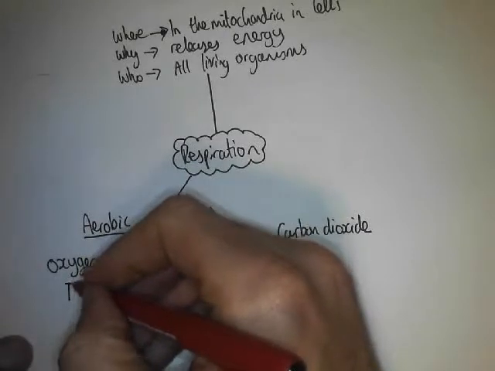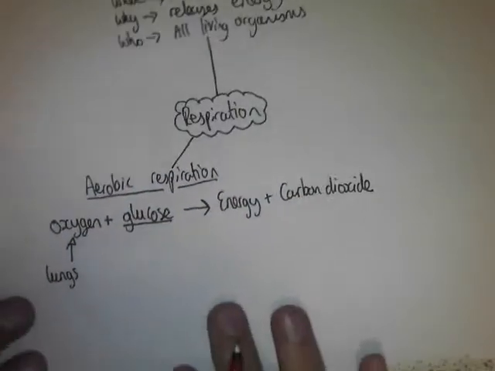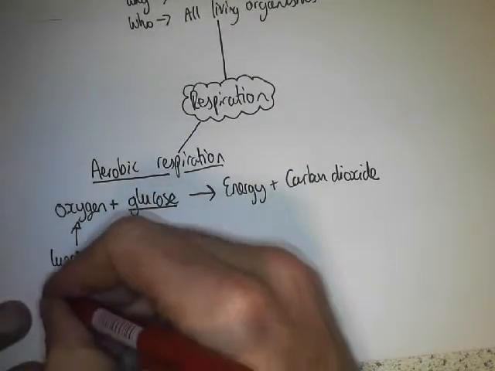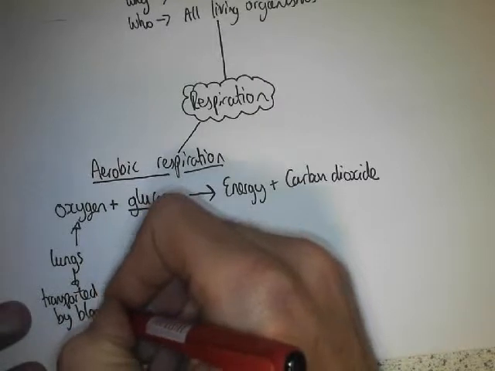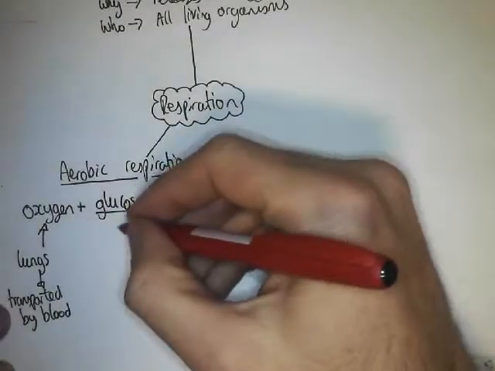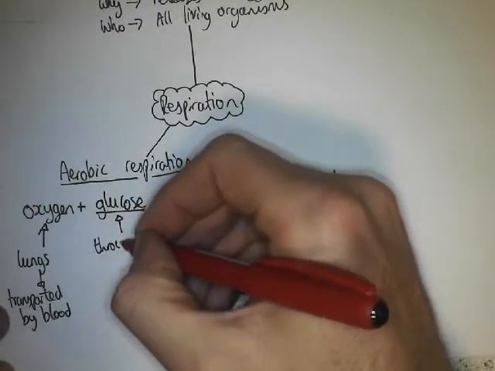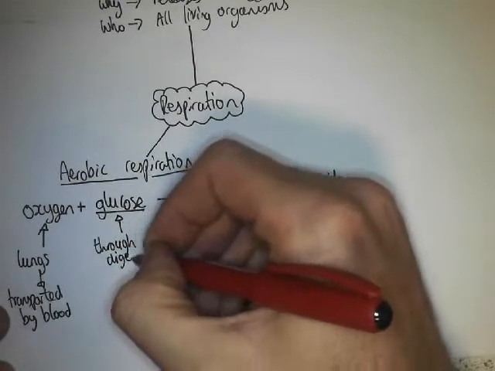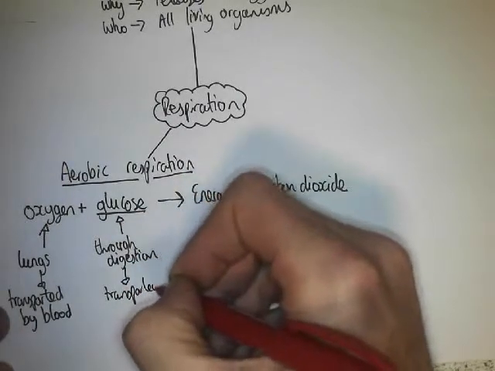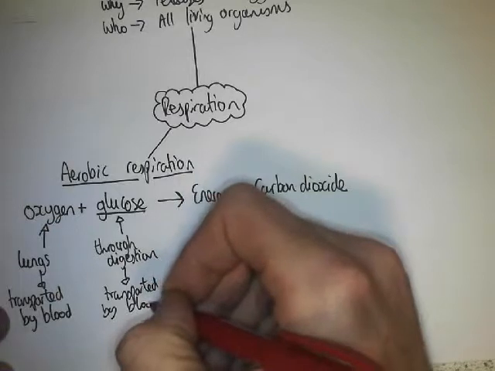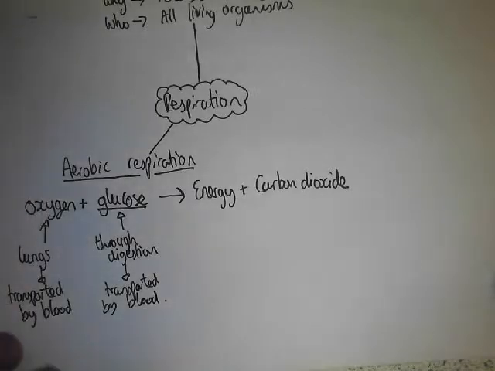So how does our body get oxygen? It gets it through the lungs, and then it's transported by the blood. How does it get glucose? Well, we eat through digestion. And that is also transported by the blood. That is aerobic respiration. We get lots of energy using that method.